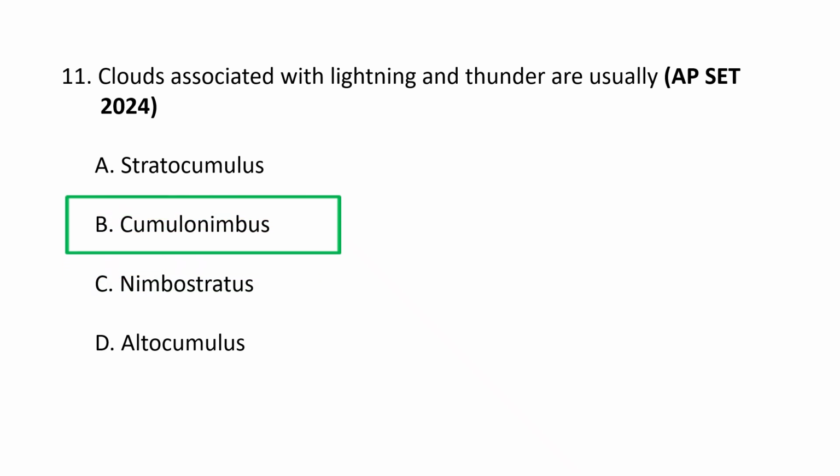Cumulonimbus clouds are indeed the type of clouds most commonly associated with lightning and thunder. These towering vertical clouds are known for producing severe weather phenomena, including thunderstorms, heavy rain, hail, strong winds, and even tornadoes. So clouds associated with lightning and thunder are usually cumulonimbus.